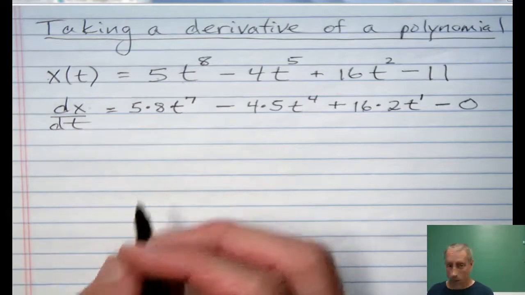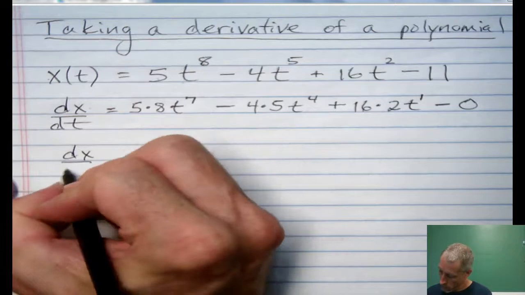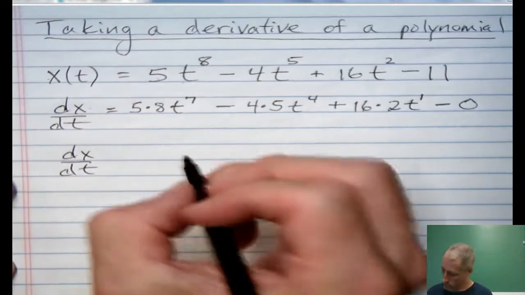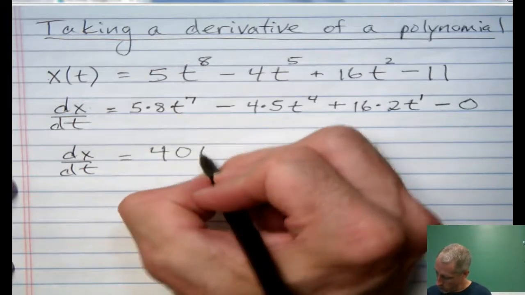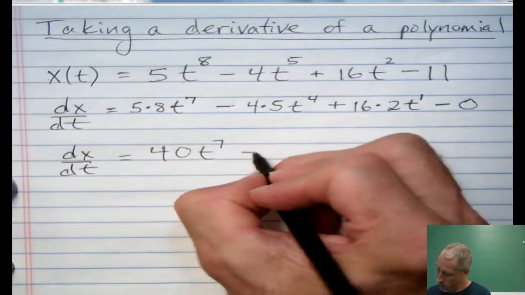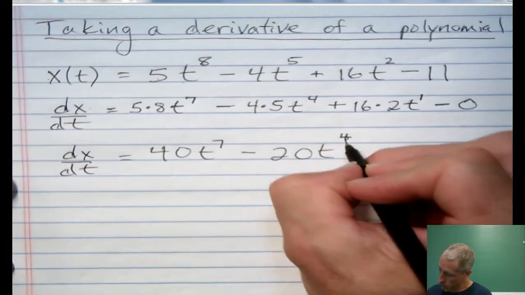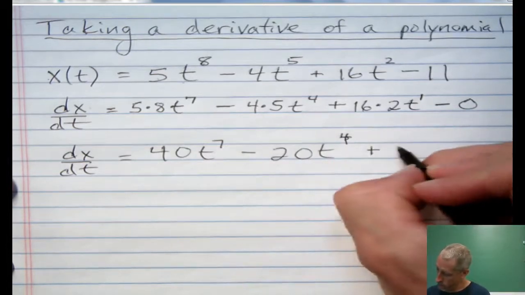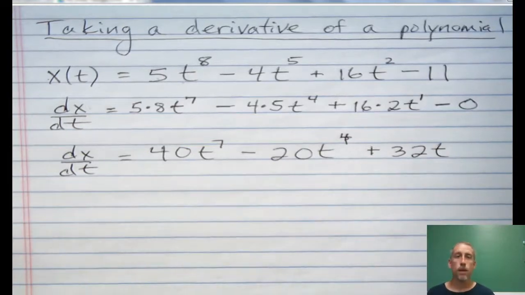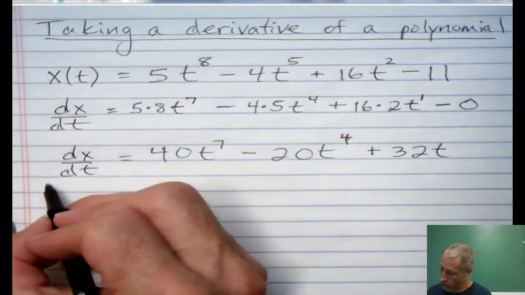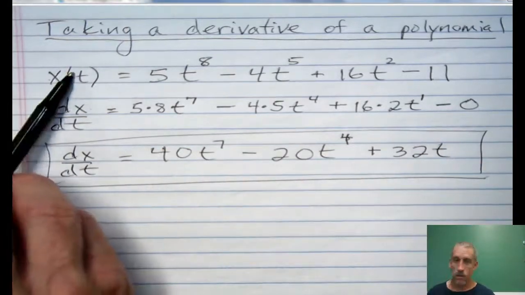So if I clean this up and I write the derivative in kind of a final form, I'm going to have 40 t to the 7th minus 20 t to the 4th plus 32t. And that's about as cleaned up as I can make it. So that is the derivative of this function of x.